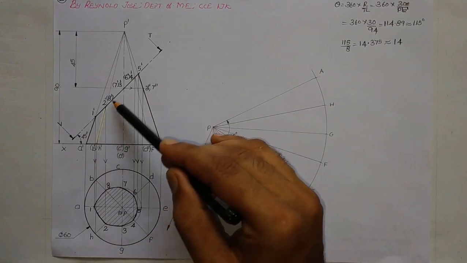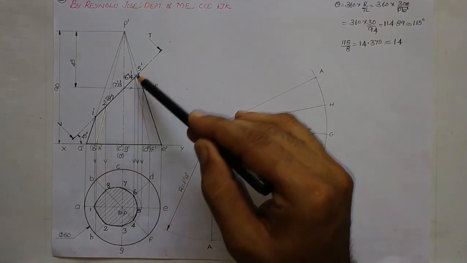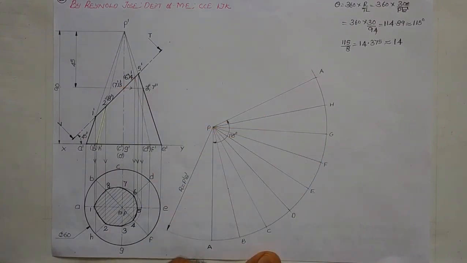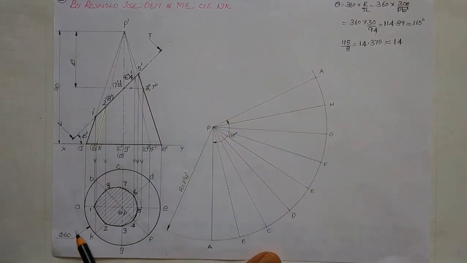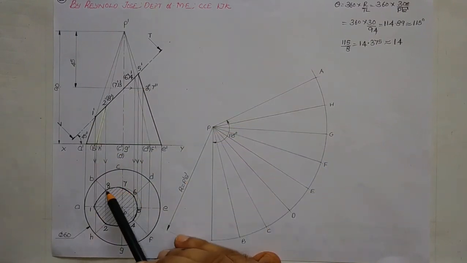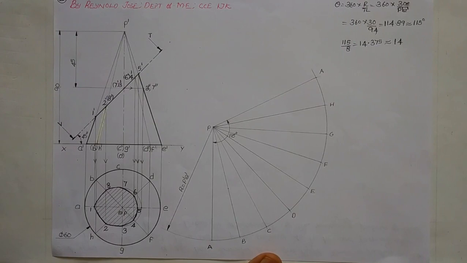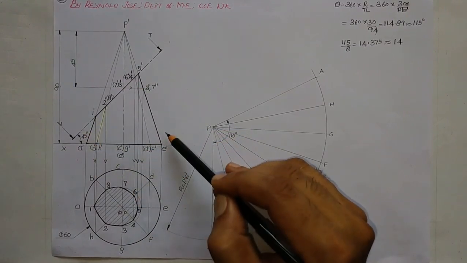So after obtaining these meeting points, we have got 5 meeting points. Up to 5 it is visible and 6, 7, 8 are invisible in the front. So after obtaining the meeting points in the front view, I have transferred it to the top view as 1, 2, 3, 4, 5, 6, 7, 8. And now what we require is the development of the remaining portion of the cone after the sectioning process. So this is the remaining portion of the cone.